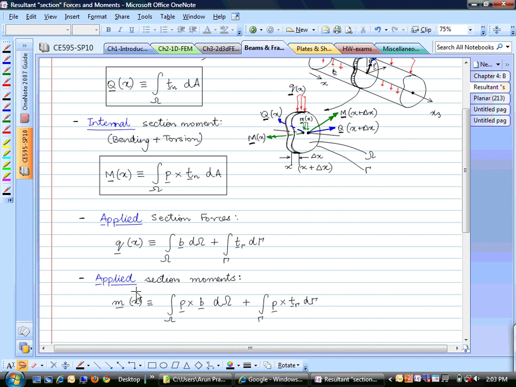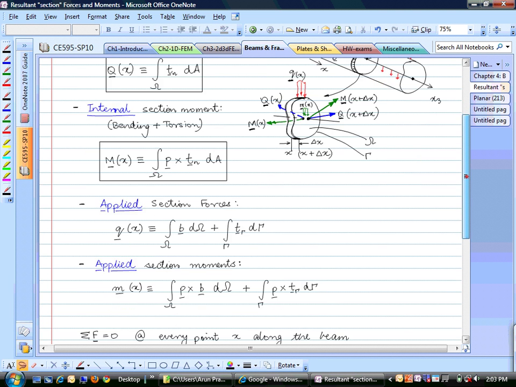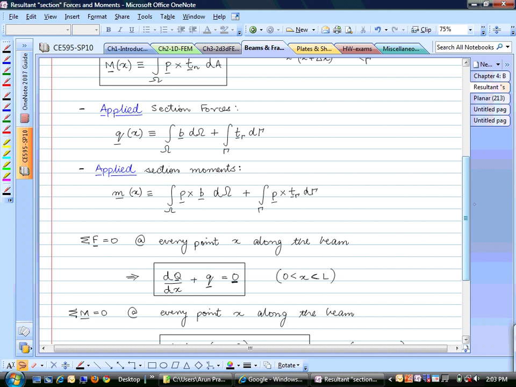Similarly, you have applied section moments. If the body force is off center, it will create a moment. So this P cross B is the moment of the body force about the centroid. Similarly, P cross T gamma is the moment of this applied traction about the centroid. So these are the two applied forces.